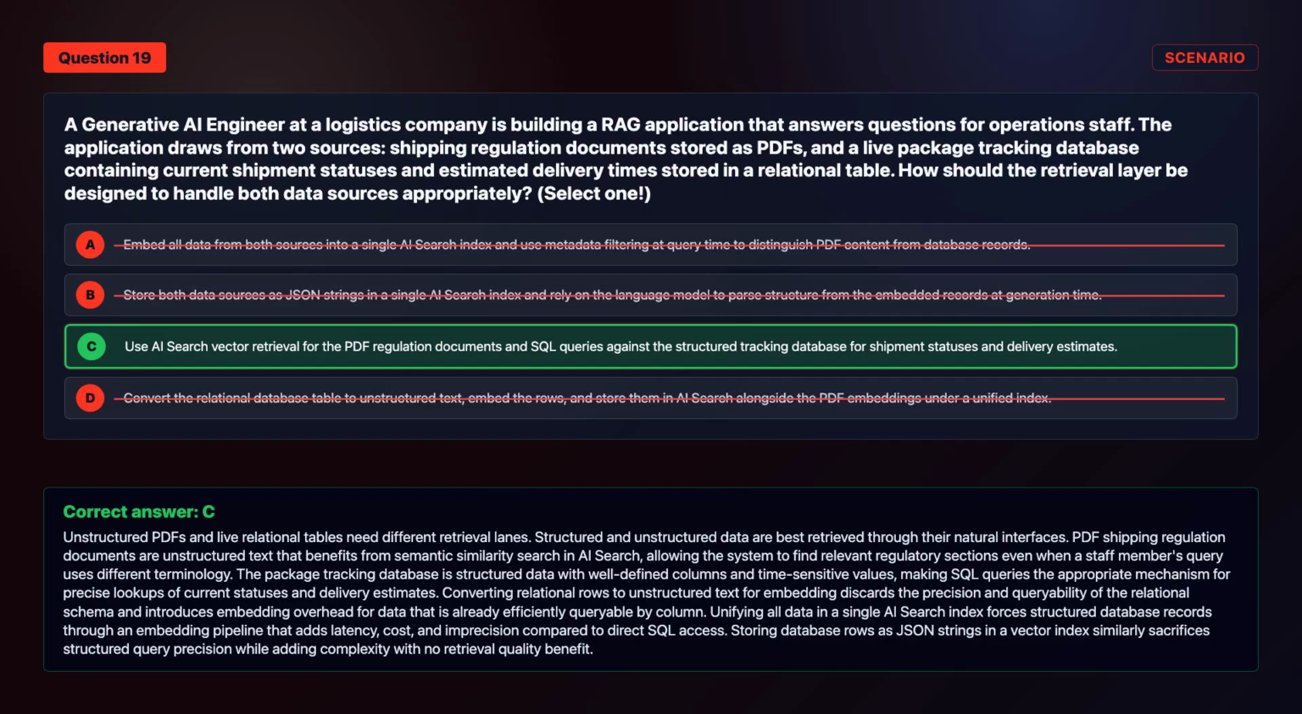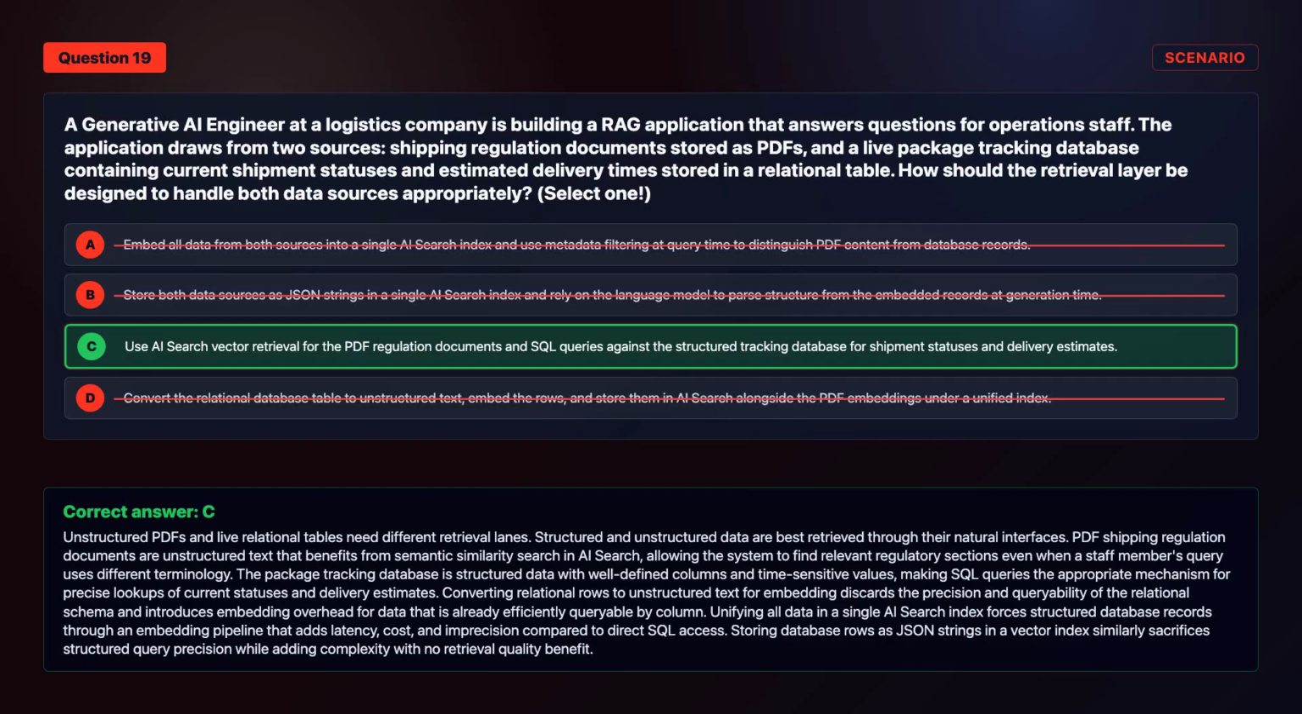The package tracking database is structured data with well-defined columns and time-sensitive values, making SQL queries the appropriate mechanism for precise lookups of current statuses and delivery estimates. Converting relational rows to unstructured text for embedding discards the precision and queryability of the relational schema and introduces embedding overhead for data that is already efficiently queryable by column.